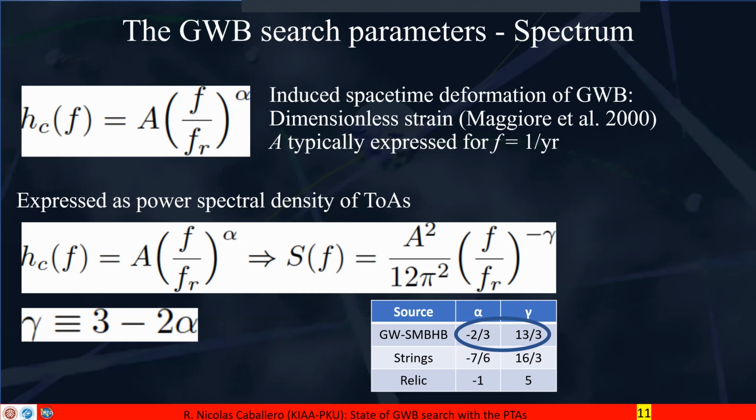Well, we see here on the first equation that the induced space-time deformation of a gravitational wave background can be described by this dimensionless strain h, which can be expressed as a power law with amplitude A and spectral index alpha. A is typically expressed at frequency 1/year. And this can actually be expressed as a power spectral density in the TOAs of the pulsars with a corresponding spectral index gamma related to alpha. And this index will tell you something about the kind of background you're observing. For a gravitational wave background from supermassive black holes, that is at gamma = 13/3.